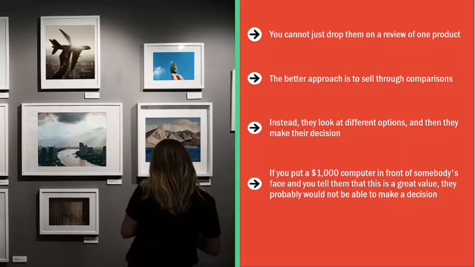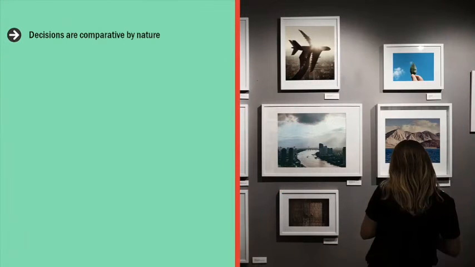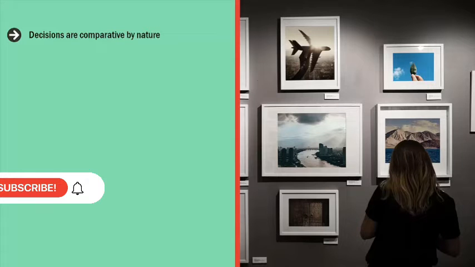Now, if you put 5 computers in front of them at different price points with different features, they would feel that they're in a position to make a better decision. They are able to compare the different features. They're not just focused on the price. They're not just focused on one specific feature. They feel that they can see the overall picture regarding the total range of value each product brings to the table. That's how the human mind works. Decisions are comparative by nature. We're always asking ourselves, compared to what? So give them that comparison. This is how you sell.